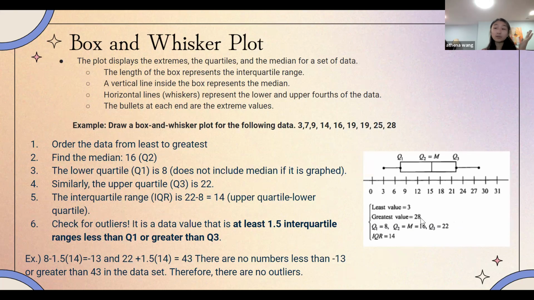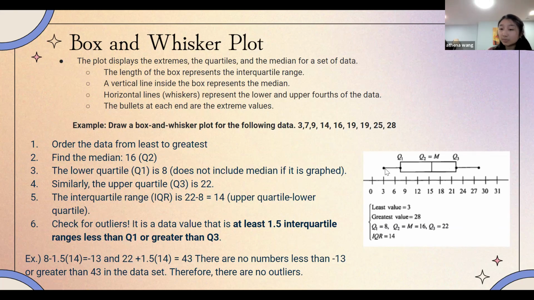And then for outliers, how you check is, if it is an outlier, it is below 1.5 interquartile ranges less than quartile 1, or it is greater than 1.5 interquartile ranges above quartile 3. So for an example, we have 8, which is at quartile 1, minus 1.5 times 14, because that is our interquartile range. That is equal to negative 13.